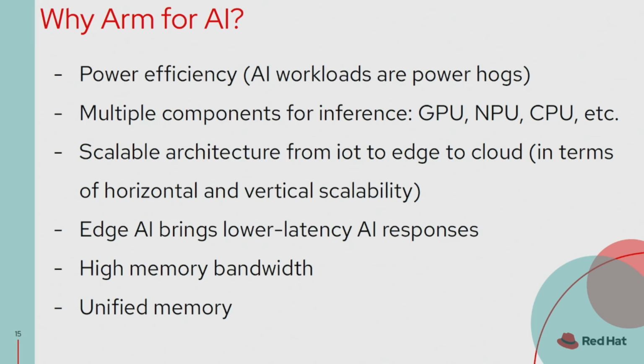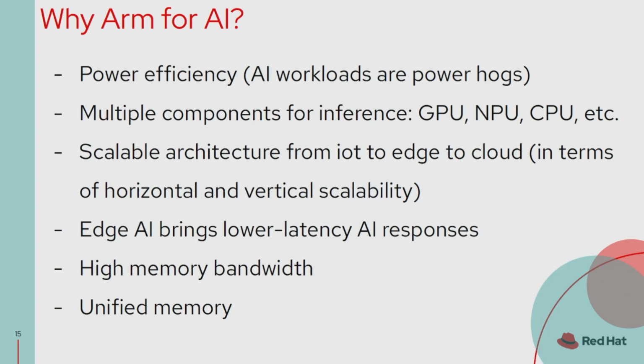Obviously, you can offload your AI workload onto an external GPU, but if you're using the SoC itself, there are multiple components that can be suitable for inferencing, be it a GPU, an NPU, CPU, or other accelerators. It's a very scalable architecture in many different ways, from IoT to edge to cloud. We just spoke about an Ampere machine with 192 cores, so yeah.